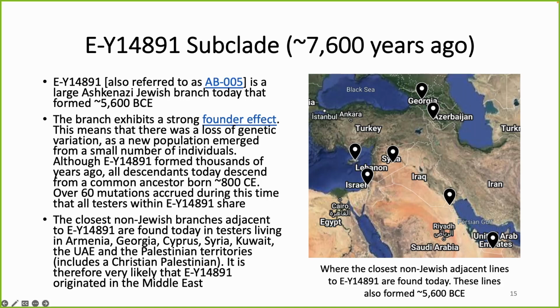And we sometimes see this founder effect, where probably there were what we call bottlenecks, where the population shrunk. It could be plague. It could have been attacks on the Jewish population, where there were other Jewish lines connected to it that all died out and do not exist in the modern day population. Okay? But what we know is, again, the closest non-Jewish testers are from the Near East, and that all of the testers within EY 14891 have a common ancestor from 800 CE, because they all share these 60 mutations that bring us closer to the present day.